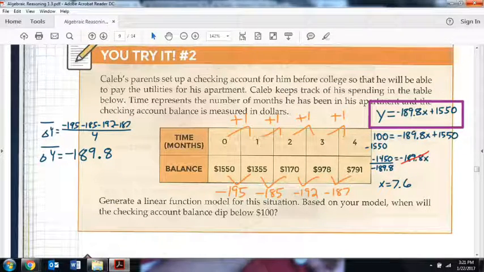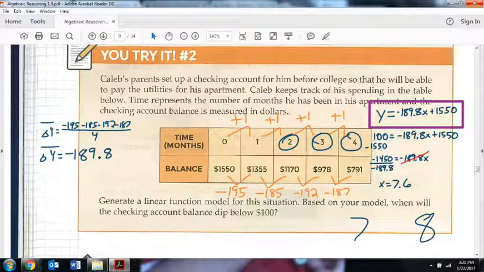But really all of this is discrete. We only have whole numbers up here. So the question is, will it be below $100 at 7 months, or will it be below $100 at 8 months? Because remember, 7.6 is between them. So we have to pick one of those two.